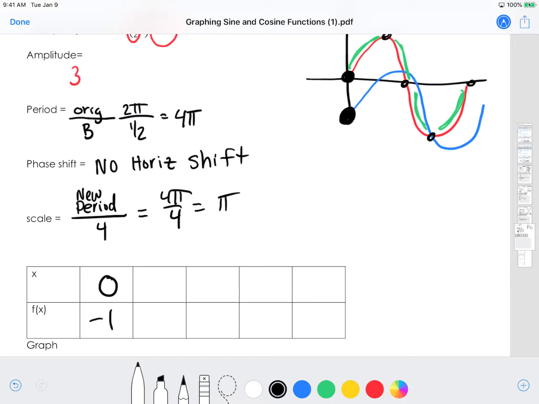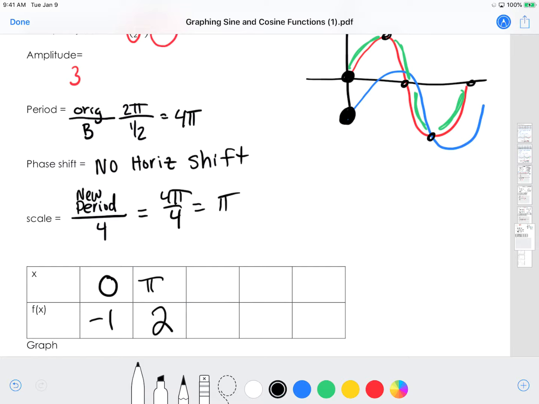Our next point would be pi. Since we're doing this on a scale of pi and it starts at 0, I just have to add pi to 0, and I get pi. And normally, if we look at the mother function, that's where we would have our maximum point. And our maximum point would be 3, because our amplitude is 3, but then we bump it down 1 because of that -1, that vertical shift, which would give me a 2.